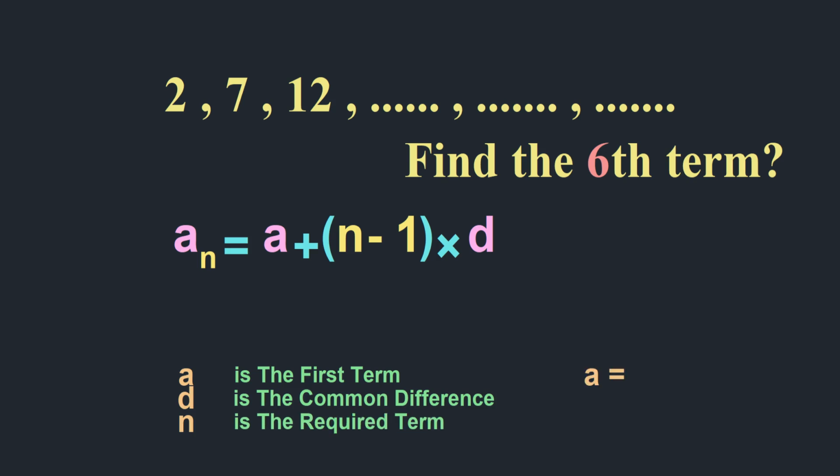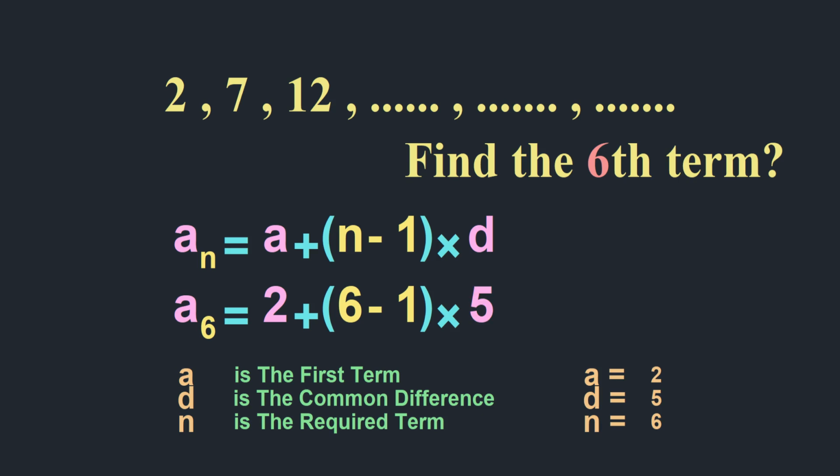From our problem, the first term a equals 2, the common difference d equals 5, and the required term n equals 6. We substitute the values of a, d and n into the formula, and we get that a_6 equals 2 plus (6 minus 1) times 5, which equals 2 plus 5 times 5, which equals 27. And this was the solution by using the formula method.